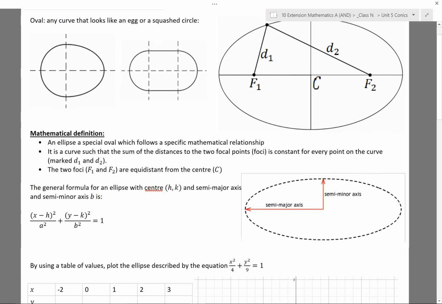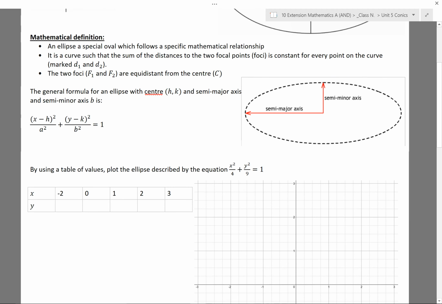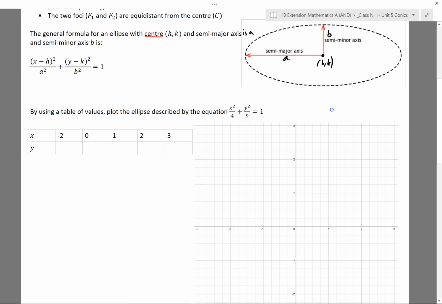And we've got a general formula for the ellipse. So the center of the ellipse is (h, k). And we've got these things called semi-minor and semi-major axes. So the semi-major axis is a. It's just missing underneath here, is a. And the semi-minor axis is b. Alright, so this is the formula.